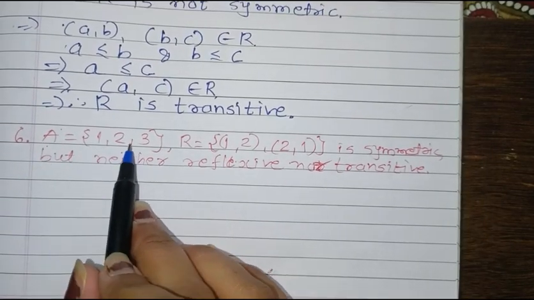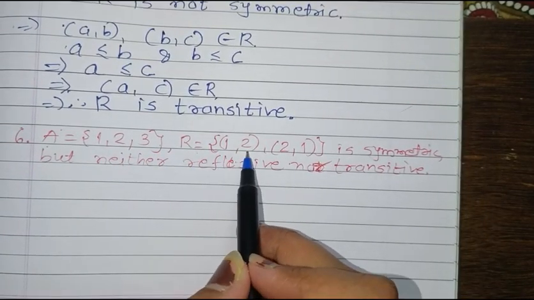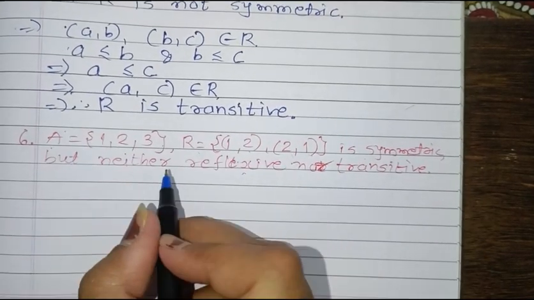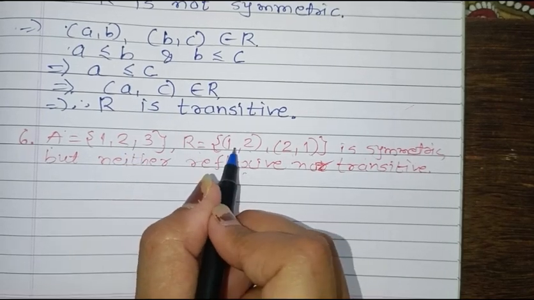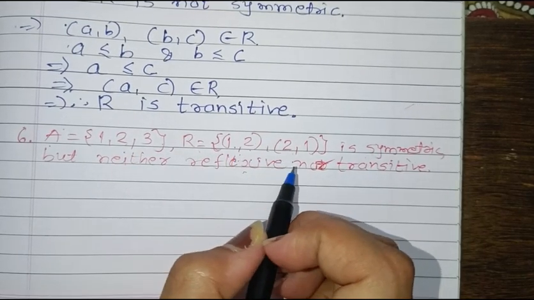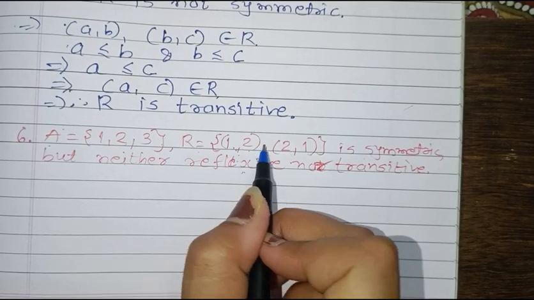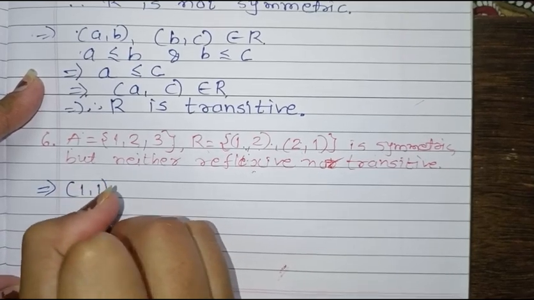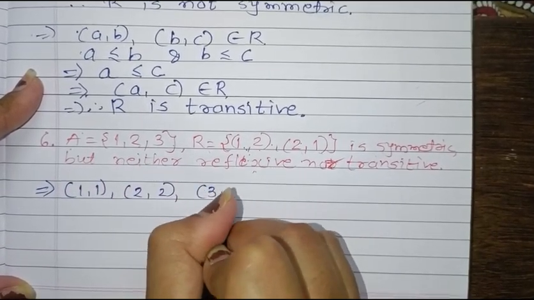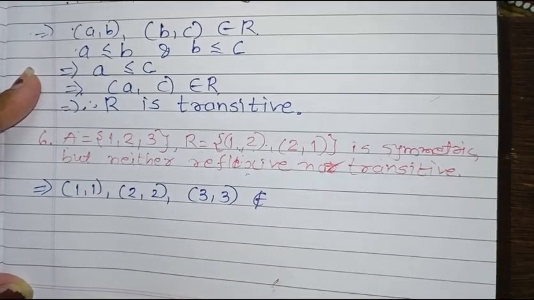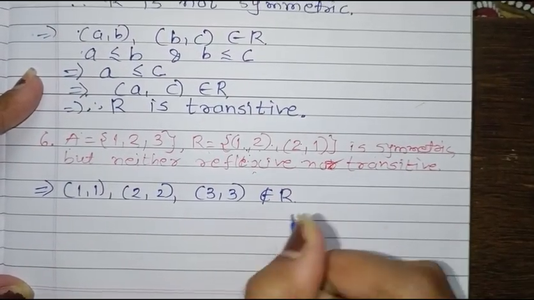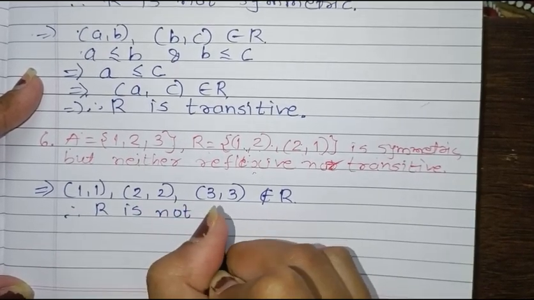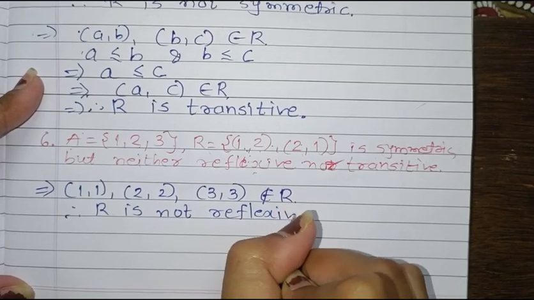Question number 6. A equals {1, 2, 3}, R equals {(1, 2), (2, 1)} is symmetric but neither reflexive nor transitive. Here we have set A and relation R. It is seen that there is no (1, 1), no (2, 2), no (3, 3). That's why you can write like this: (1, 1), (2, 2) and (3, 3) do not belong to R. That's why R is not reflexive.